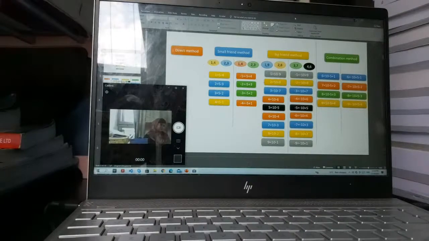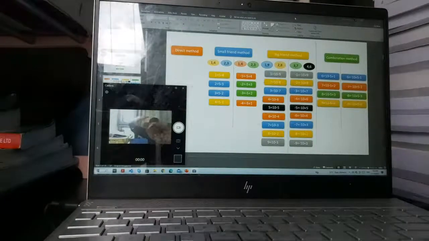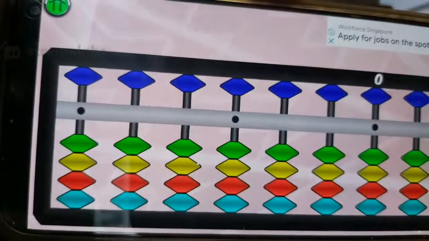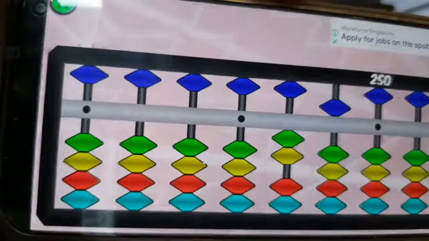Plus 853. Typing mistake. Plus 863. Come on, come on. So I'll try to do this one on the screen. 152.